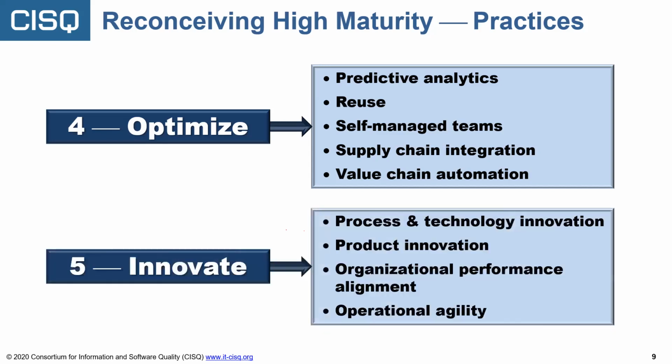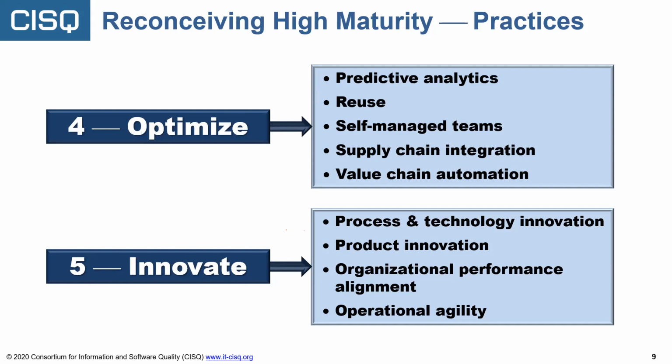Then at level 5, we already know we're focusing on innovating in the process and the technology, but I'm also going to talk later on about innovating in the product itself. And that ought to be a part of our thought process at high maturity, not just the process or the tools, but the product itself.